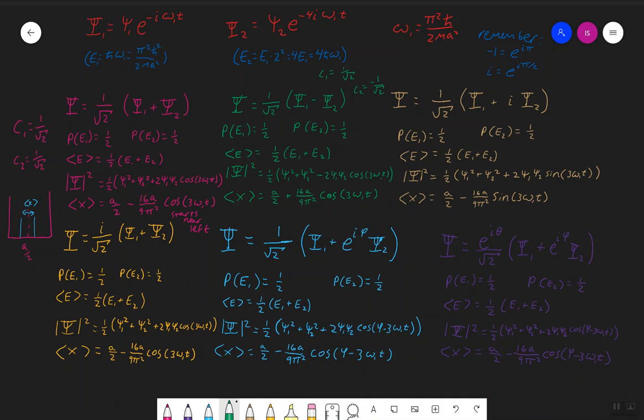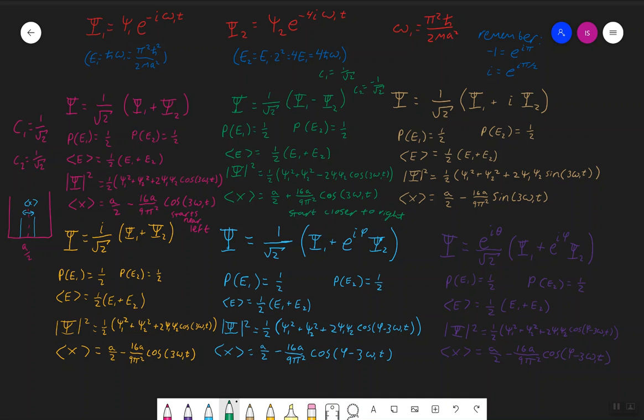However, when we look at the probability density, we'll get 1/2 of psi 1 squared plus psi 2 squared minus 2 psi 1 psi 2 cosine of 3 omega 1 t. But notice this is minus over here instead of plus as it was before. So the probability densities associated with these two wave functions are not the same. And you can also see in terms of the expectation value of position, instead of minus this cosine term, there's a plus. So actually this particle will start closer to the right.